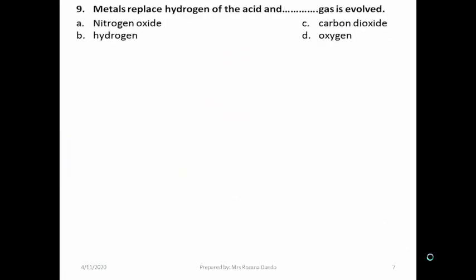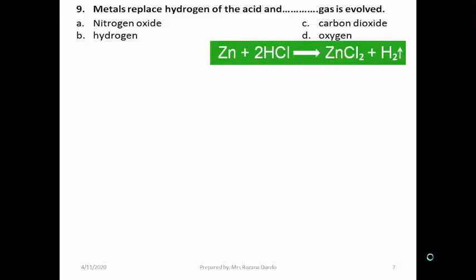Question 9. Metals replace hydrogen of the acid and what gas is evolved? Let's see the reaction. We have zinc plus hydrochloric acid, and then it is going to give zinc chloride plus hydrogen gas. So the answer is hydrogen gas.